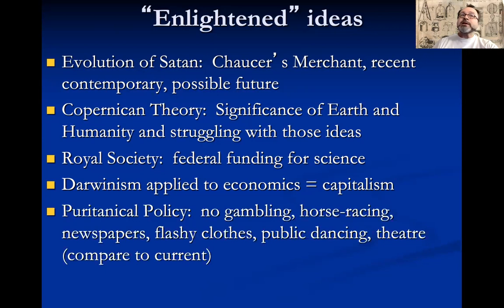Some of the puritanical policies that come out of this Enlightenment after the Revolution, that 20 years that Cromwell is Lord Protector: there's no gambling allowed. There's no horse racing because it's associated with gambling. They restrict newspapers. They start shutting down newspapers. They get rid of all the flashy clothes. It's like your clothes had to be brown, black, or white, I think were the options. There's no public dancing. Theaters get closed. It's really kind of a starvation mode for a lot of the arts.